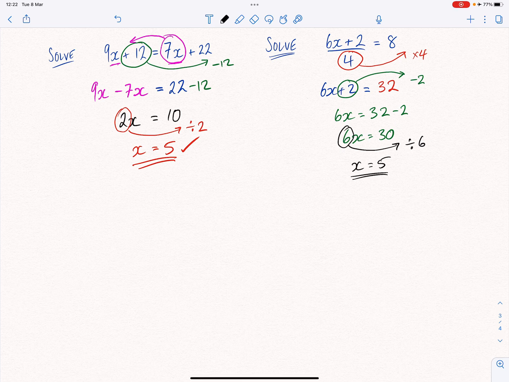Again, I could go back to the equation and check it. If I change this x for a 5, and I say 6 times 5 plus 2, or 6 and then divided by 4, it should all give me 8. Well, 6 times 5 is 30. 30 plus 2 is 32. 32 divided by 4 is equal to 8, so I know my answer is correct.